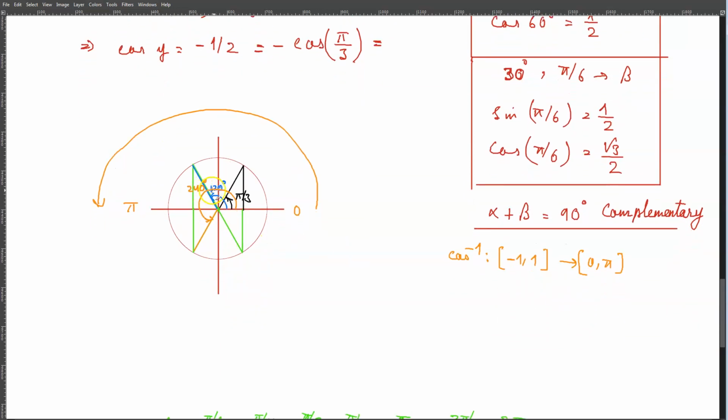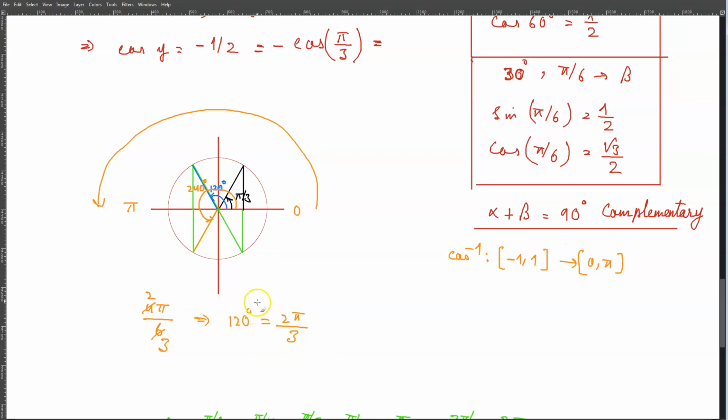Now 120 degrees is the same thing as what? Well, you have 30 degrees here, so you have 3 times 30 degrees here, which is 90 degrees, plus 1 times 30 degrees, which is 4 times 30 degrees. 30 degrees would be pi by 6. So you have 4 times pi by 6, which is 2 times pi by 3, right? Which means that 120 degrees in radians would be 2 pi by 3.